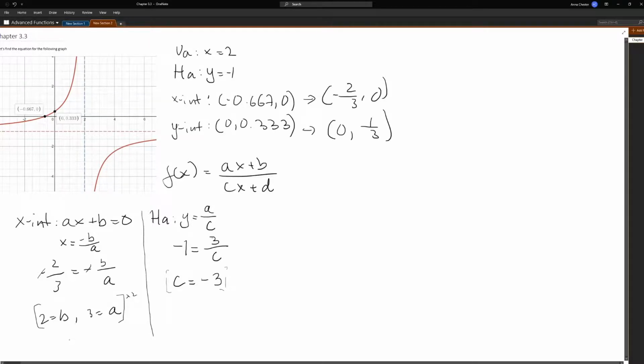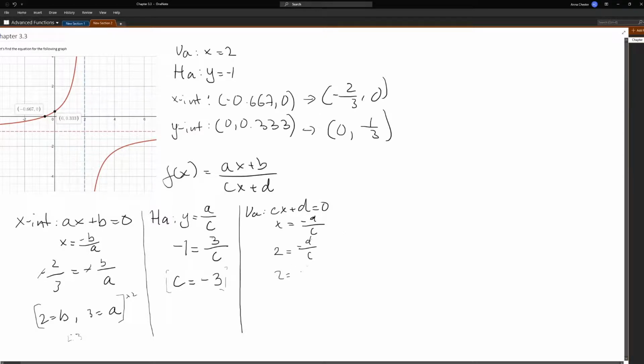And this relation of 2 to 3 should always stick between b and a. Now, we could move on to something that has c and another unknown, which for example could be our vertical asymptote. So our vertical asymptote is found by making the denominator equal to 0. So what we know is that cx plus d equals 0. So x is equal to negative d over c. Again, we know what x equals, so 2 is equal to negative d over c. c is equal to negative 3.